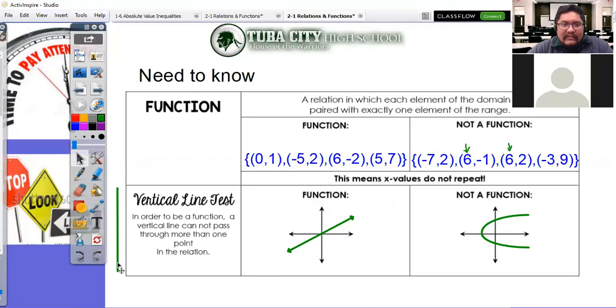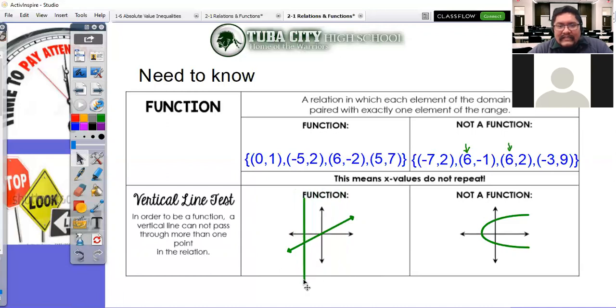So the vertical line test: in order to be a function, a vertical line cannot pass through more than one point in the relation. So here I have a function, and it's a linear function. If you were in Algebra 1, this would probably all make sense to you because it's just y equals mx plus b kind of stuff. But as I'm passing this line going left to right, working my way towards the right, you can see there's an intersection where it crosses or touches. And this line does not intersect more than one time.